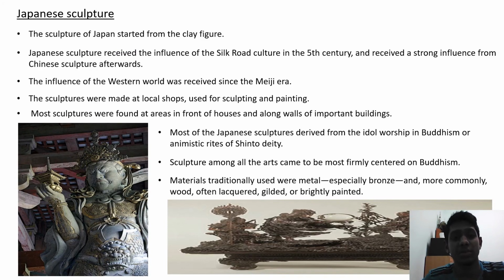Okay, Japanese sculpture. The sculpture of Japan started from clay. They use clay to sculpt a figure. The sculptures were made in the local shops. You can see this kind of sculpture in local shops. Most of the Japanese sculptures derive from idol worship in Buddhism or animism types of Shinto. The people always believe in deity, so they make sculptures of Buddha, Buddhists like that. Sculpture among all arts can be more firmly centered on Buddhism. That I said, they are always centered on Buddhism.